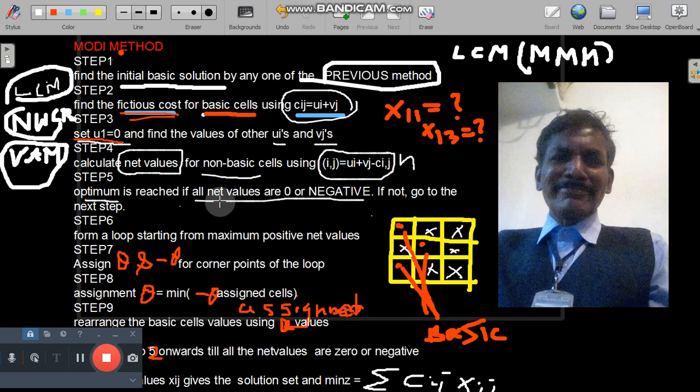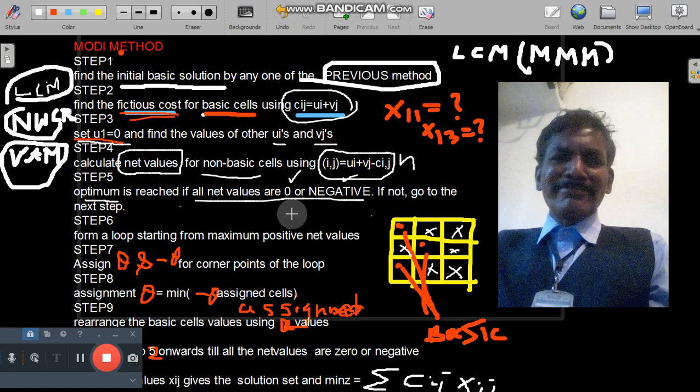Suppose all the net values are not 0 or negative. What is the meaning? If any one of them is positive, what do we have to do? Well, we have to go further. By using the particular formula in step number 4, we are calculating net values for non-basic cells. If all are 0 or negative, then the problem is over. The solution set you will get. Solution set means how many products can be transported from the corresponding production center to the corresponding destinations. That assignment procedure we call the solution set.